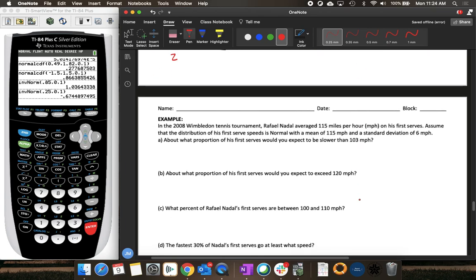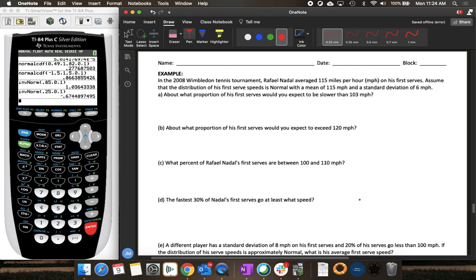All right, let's take a look at some real-world examples of where we can use this sort of procedure. In the 2008 Wimbledon tennis tournament, Rafael Nadal averaged 115 miles per hour on his first serves. Assume that the distribution of his first serve speeds is normal with a mean of 115 miles per hour and a standard deviation of 6 miles per hour. So this is going to be our mean, which the calculator will use mu for, and then 6 is going to be our standard deviation, and the calculator will again use sigma for that. So this time we will have to put those in.